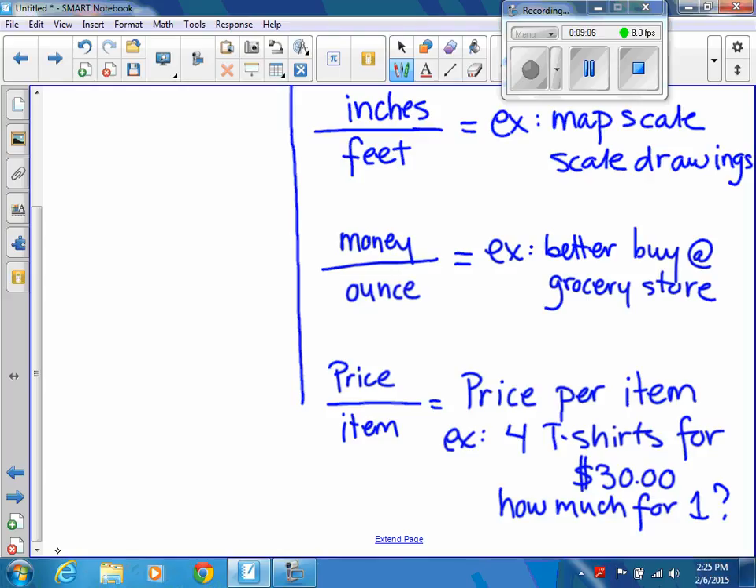Just the other day I was trying to buy refried beans. I like to make burritos. And I was trying to see which can of refried beans was the better buy. So I looked at the label, and it tells me that one of them was 9 cents an ounce, the other one was, I think, 10 cents an ounce, and I think another one was even 12 cents an ounce.